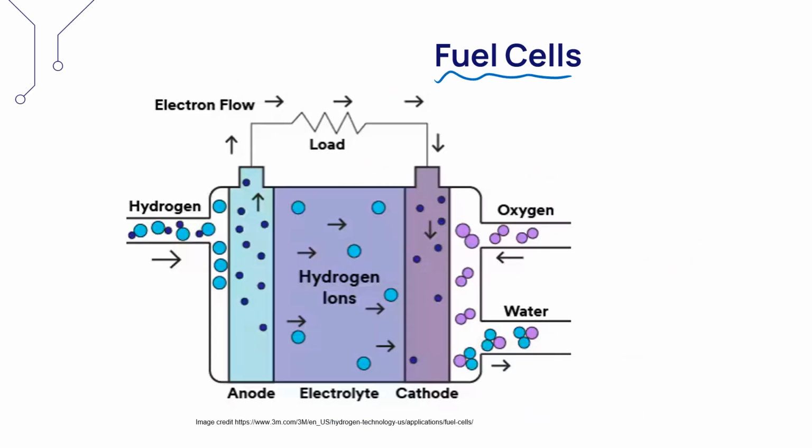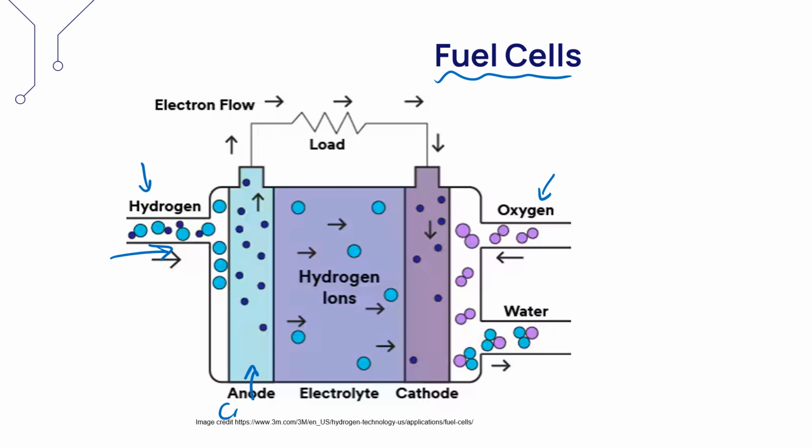Fuel cells are super similar to the electrochemical cells that we've been looking at, with the exception of we don't have metal electrodes. Now we're going to have some hydrogen gas and some oxygen gas. So we're going to supply hydrogen gas to our fuel cell. At the anode, we have a catalyst that is going to oxidize the hydrogen.